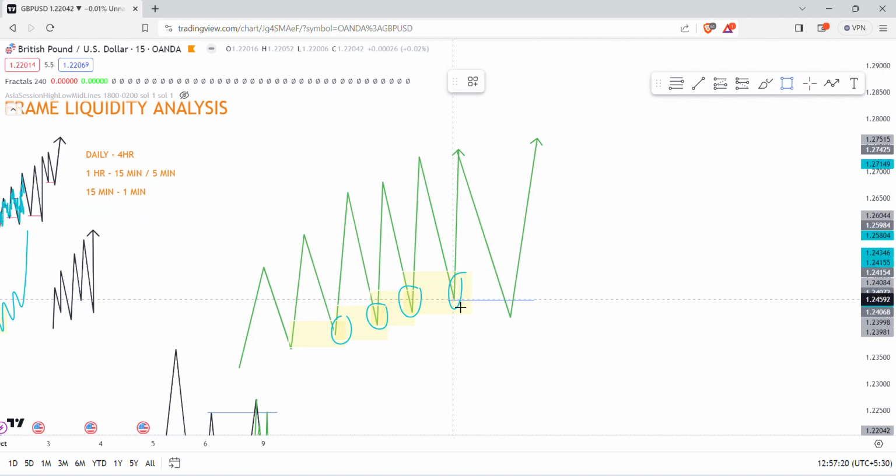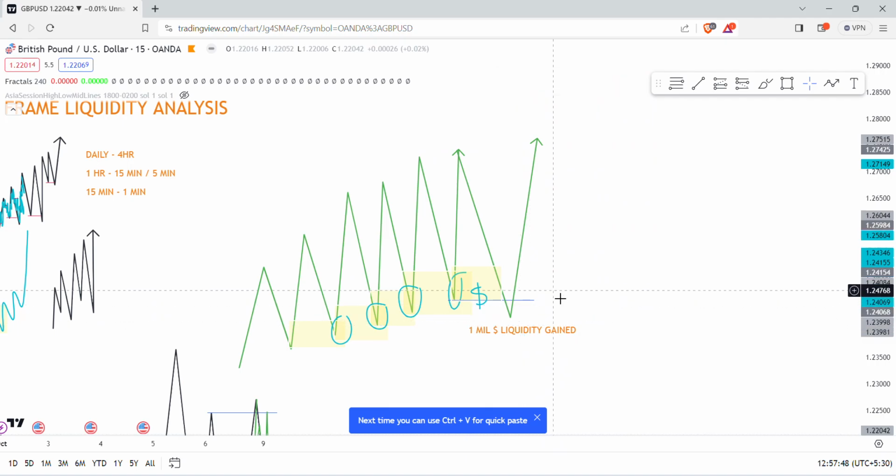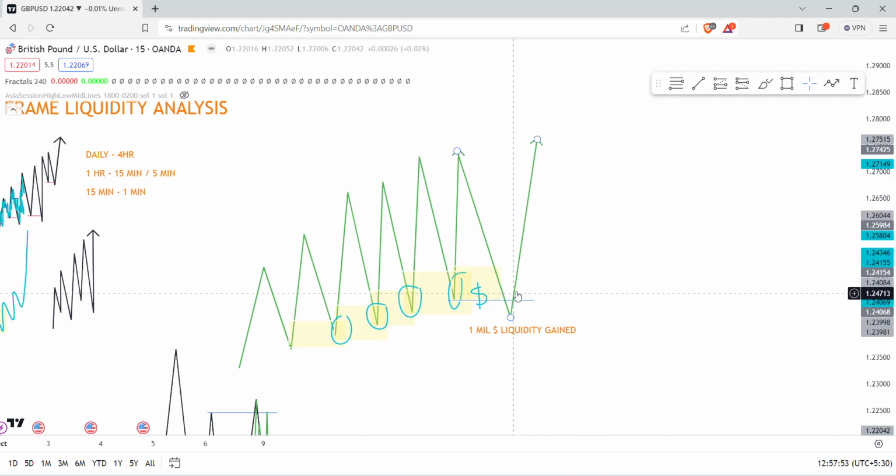If you see here, why I'm telling you the liquidity is here: many smart money people have millions of dollars of stop losses here in the marketplace. After these millions of dollars of stop losses are taken out, the banks have regained the efficiency of the liquidity. Now there is a $1 million liquidity gain for the market maker. Now the market maker can distribute the liquidity because it got the liquidity.